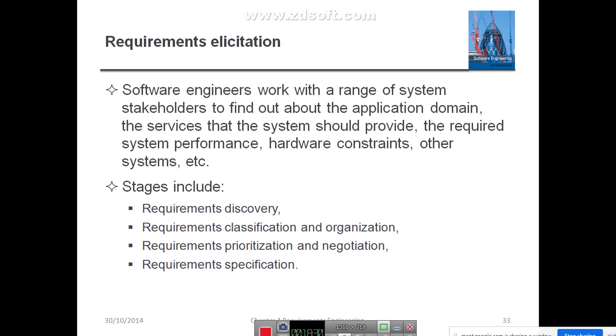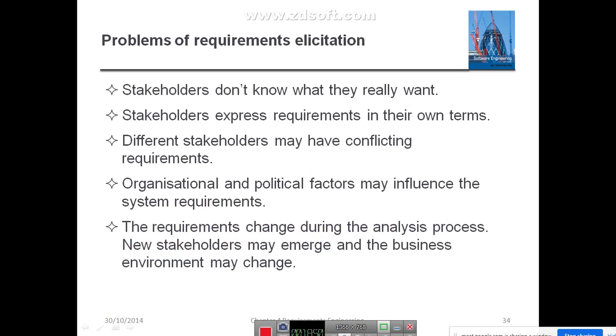4 stages are there in the requirement illustration: requirement discovery, then you are going to classify the requirements and organize them, then requirement prioritization and negotiation, and requirement specification. I hope it is clear, guys, getting the thing.